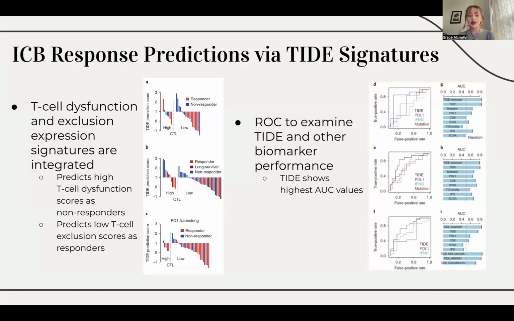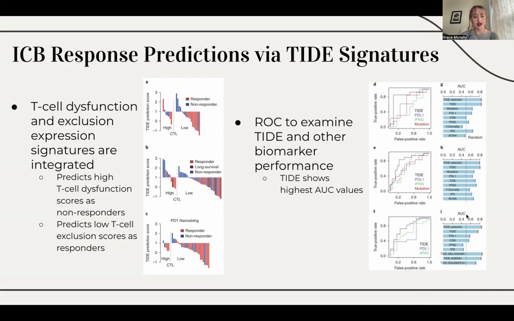So, after modeling the gene signatures of both T cell dysfunction and T cell exclusion, and modeling the correlation between the two, the expression signatures were integrated to determine ICB response. So, tumors with high CTL levels, TIDE identifies as utilizing T cell dysfunction, and tumors with high T cell dysfunction scores are predicted to be non-responders to ICB therapy. Tumors with low CTL levels, TIDE identifies as utilizing T cell exclusion, with low T cell exclusion scores predicted to be responders.